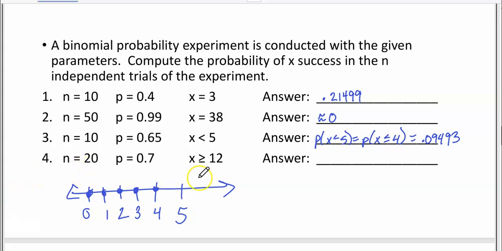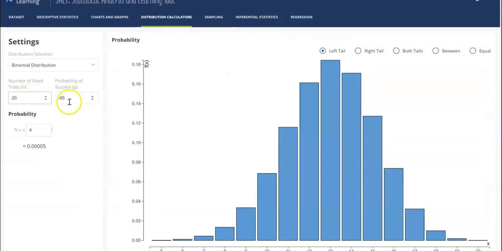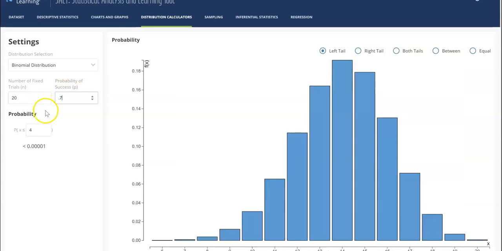And then the last one, we want the probability that x is greater than or equal to 12. Using our technology over here, we're changing it to 20 trials. The probability of success is 0.7. And we want what's going on the right-hand side. And notice that we flip that inequality there. Greater than or equal to 12. 0.88667.